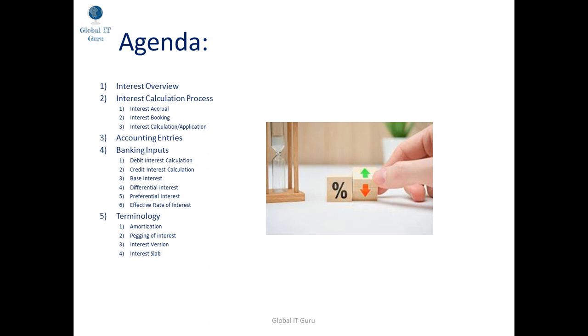Today we have the below agenda. We'll discuss the interest overview. Then we'll go through the interest calculation process, where we'll see interest accrual, booking and application. After that we'll see the accounting entries for the different kinds of accounts, liabilities and assets. And then some important banking inputs like debit interest calculation and credit interest calculation. Then after base interest, what is differential interest, preferential interest, and effective rate of interest. And at last we'll see some important terminology for banking interest, that is amortization, pegging of interest, interest version and interest slab. So today we are going to cover these many topics as part of today's session.